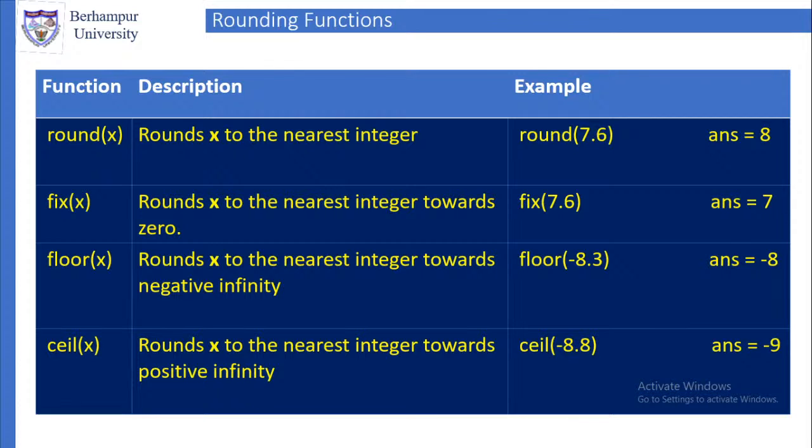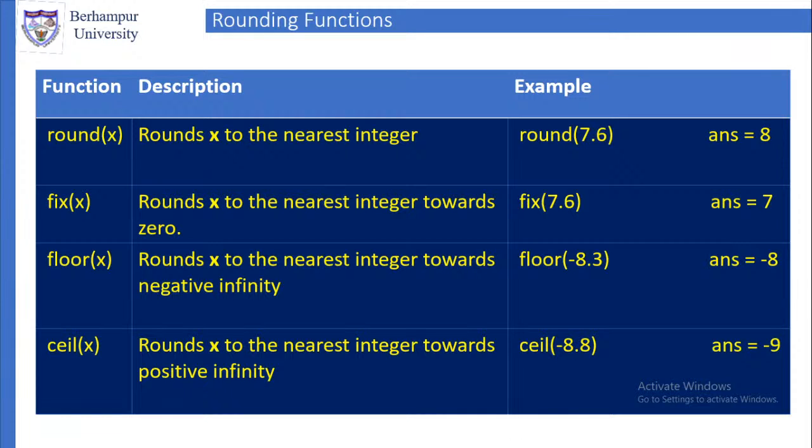Similarly, fix x. Fix x rounds x to the nearest integer towards 0. 7.6, answer will be 7 because nearest integer towards 0 is 7. Right. So whatever is after the decimal point will be neglected. It will be the nearest integer towards 0.